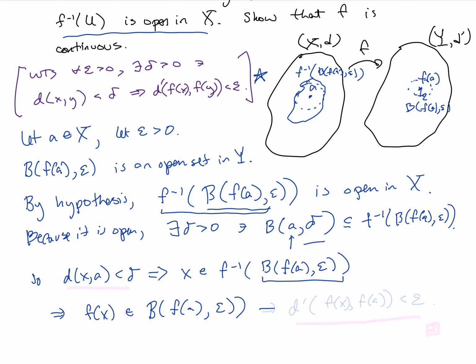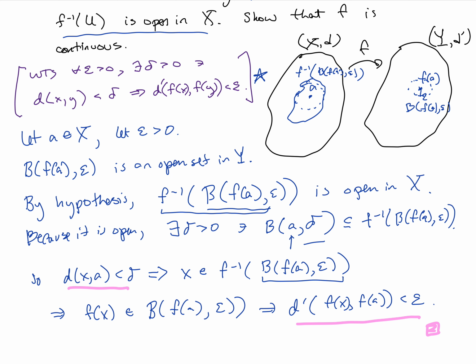And that tells us then that the distance in Y between f of X and f of A is less than epsilon. And so we've got our definition of continuity, that the distance between X and A being less than delta implies that the distance between f of X and f of A is less than epsilon.